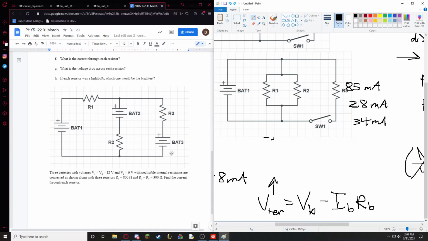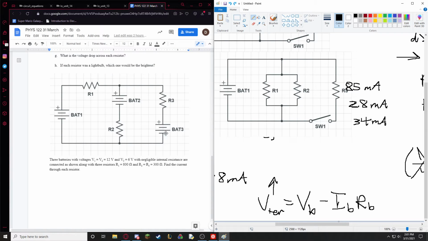So let's take a look at one more quick example here. I'll give you guys like 10 minutes to work through it. We have 3 batteries here with voltages, 12 volts and then 6 volts for the third battery, and negligible internal resistance. We don't have to worry about internal resistance here. They're connected as shown with 3 resistors. So let's go ahead and find the current through each resistor. Apply your Kirchhoff's loop laws, junction laws, Ohm's law, whatever you need to do. Let's take 10 minutes and then we'll go over it real quick right before we finish up. If you have any questions, feel free to ask.